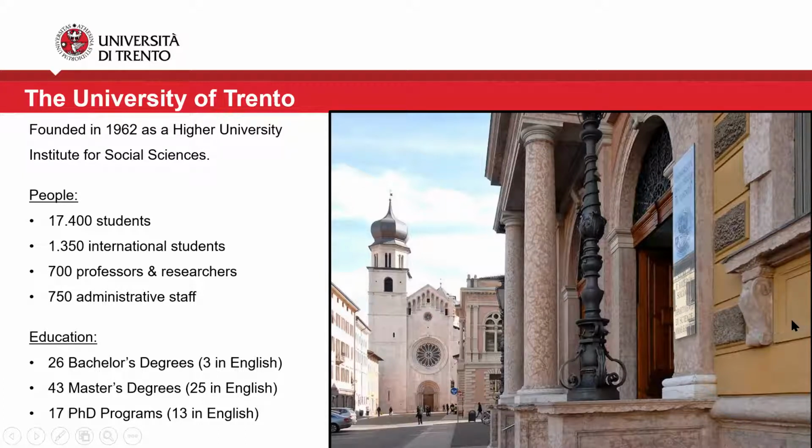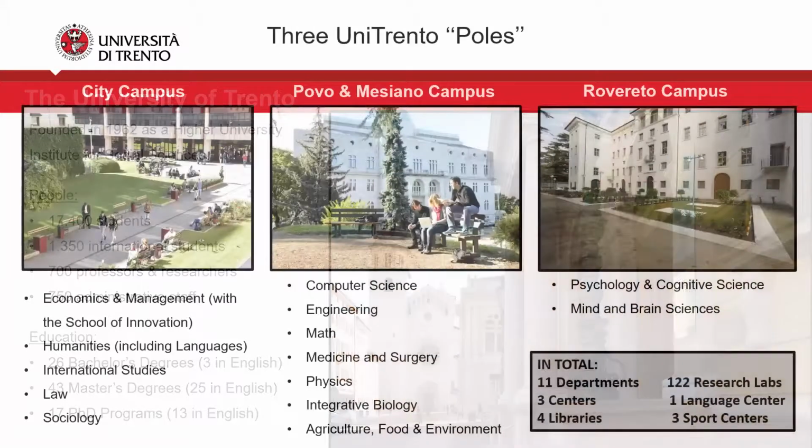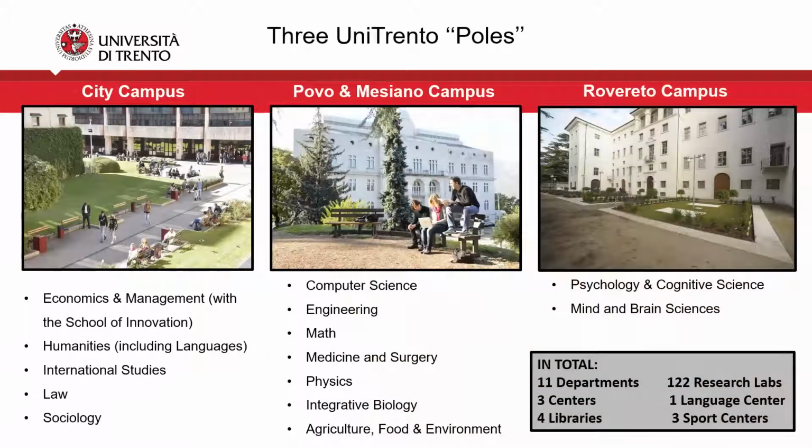We have 26 bachelor's degrees, 3 of which are in English, 43 master's degrees, and 25 of those are in English, and 17 PhD programs, the majority of which are in English, with 13. The University of Trento is divided into 3 campuses, or as we call them, poles. They're all part of the University of Trento, but they're located in 3 different areas.